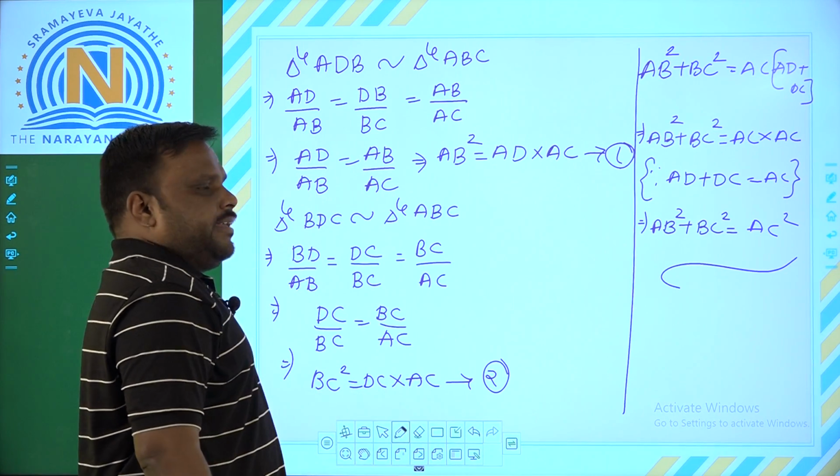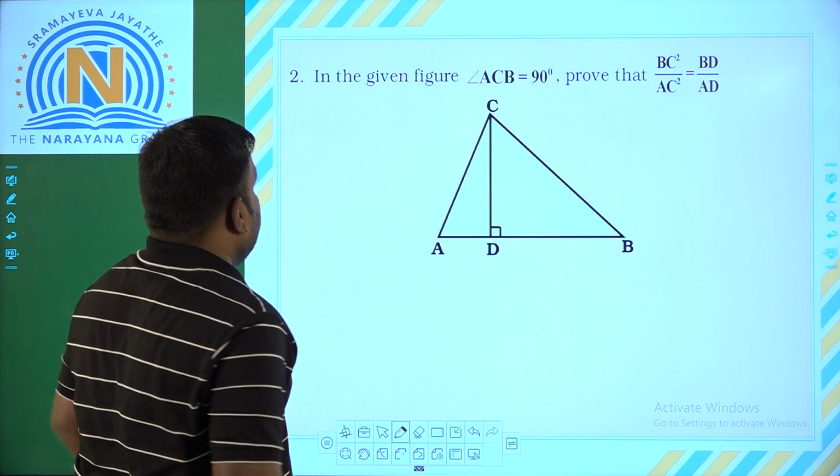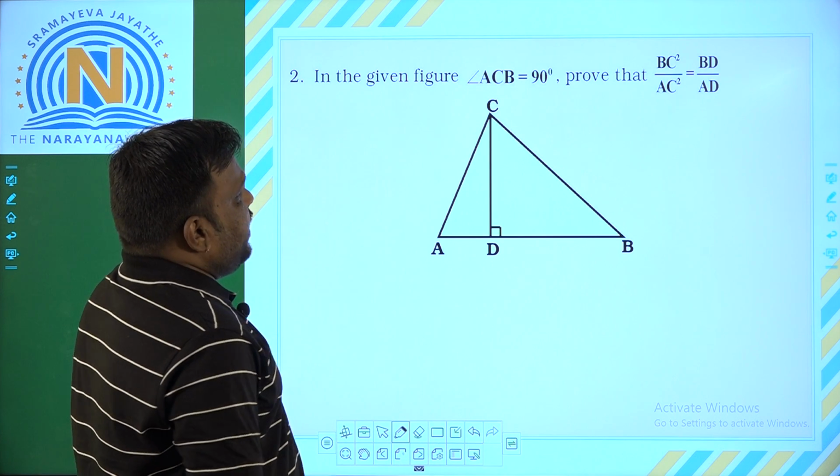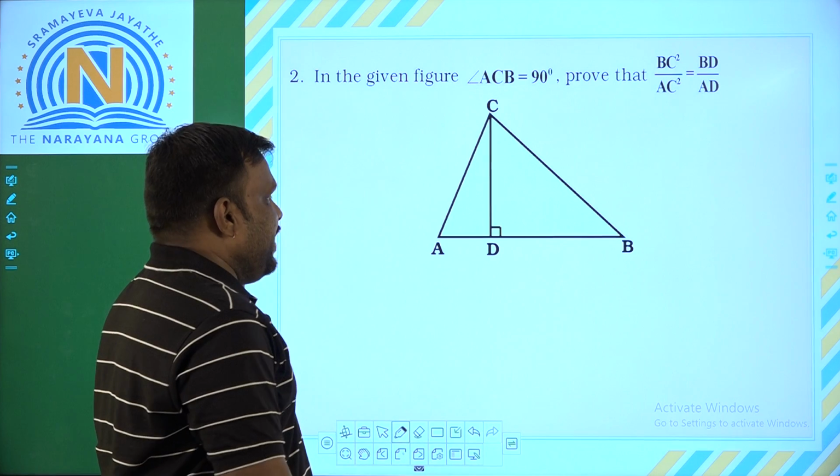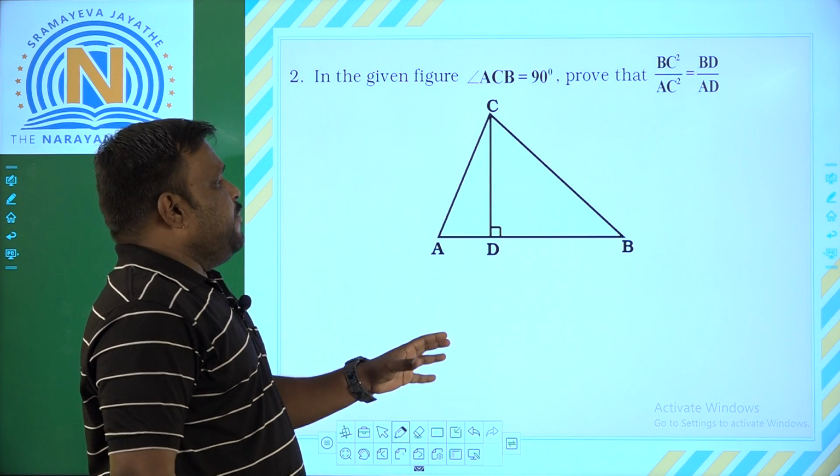Hence, this is the theorem. Coming to the second question. In the given figure, angle ACB is 90 degrees. Prove that BC square by AC square is equal to BD by AD. Again, the same concept is used here.